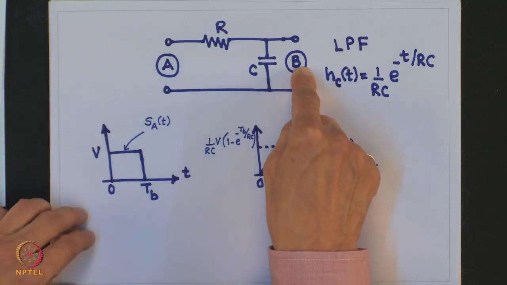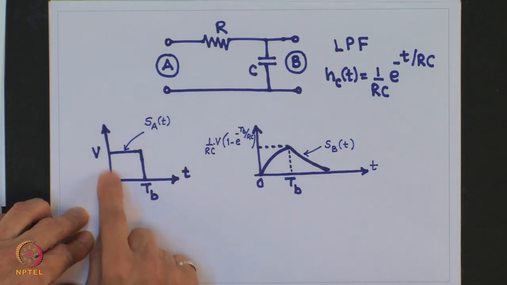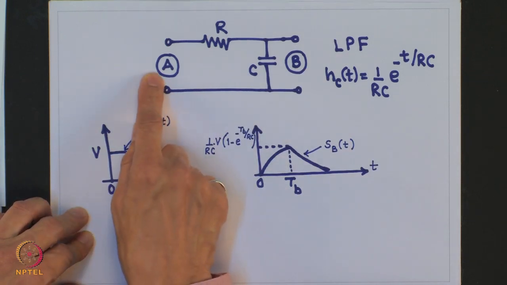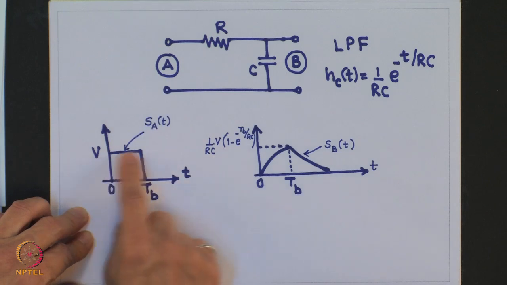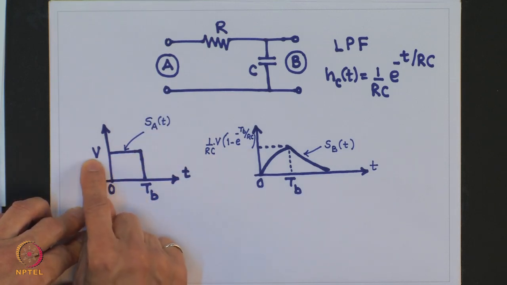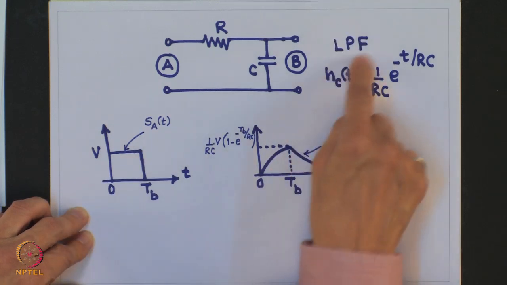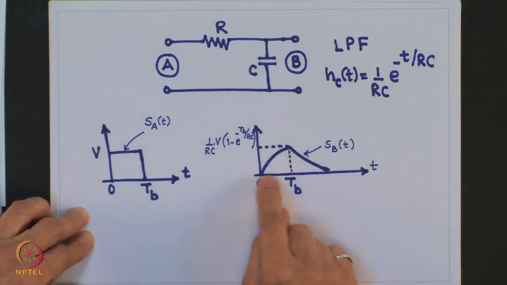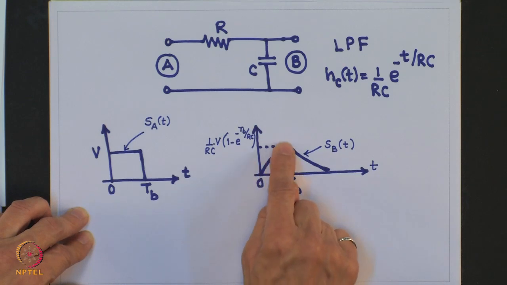Let us see what will happen if I apply a rectangular pulse at point A. I have a rectangular pulse of duration Tb and height V, and it is easy to see that if I take a low pass filter, the output would be something like this. If we have more than one rectangular pulse in sequence, then let us see what will happen. This figure depicts that scenario.